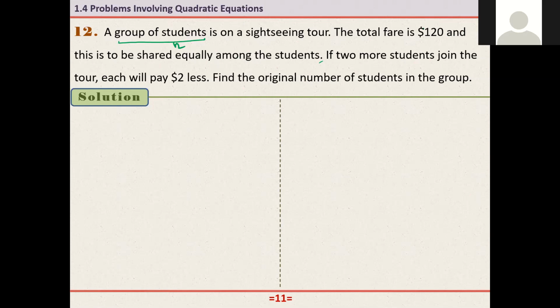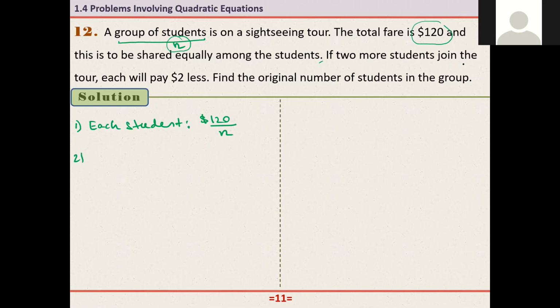So if they share this cost equally, each student pays how much then? In the first case, the total is $120, and altogether N students are coming, right? So each student should pay how much? 120 divided by N. Very good. That is what it means, right? The whole sentence means this.